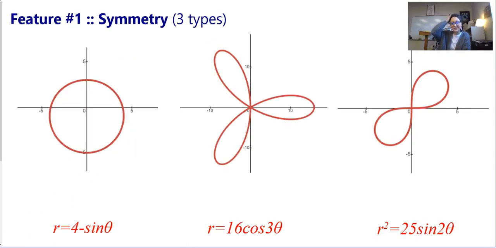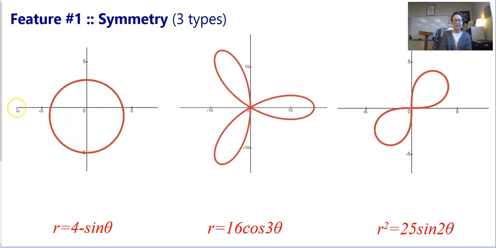All right, nothing for you to write down here. We just want to kind of talk through these graphs together. We're going to look at symmetry, okay? And we're really just going to look at the graphs and talk about, are they symmetric with respect to the polar axis, the line theta equals pi over 2, or the pole, okay? And they could be all of those, none of those, 1, 2, etc. Okay? So let's take a look at this first one.